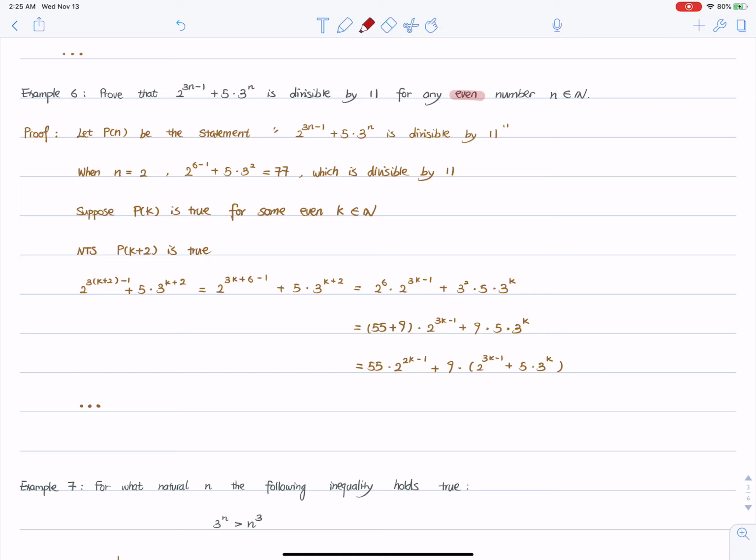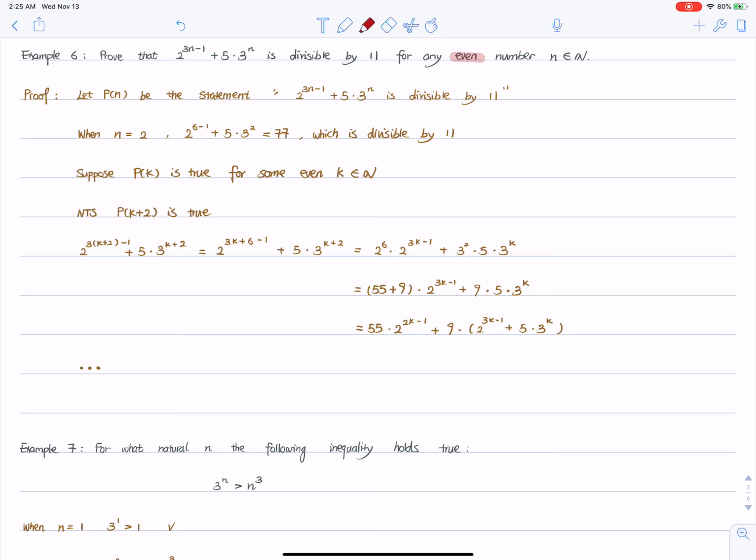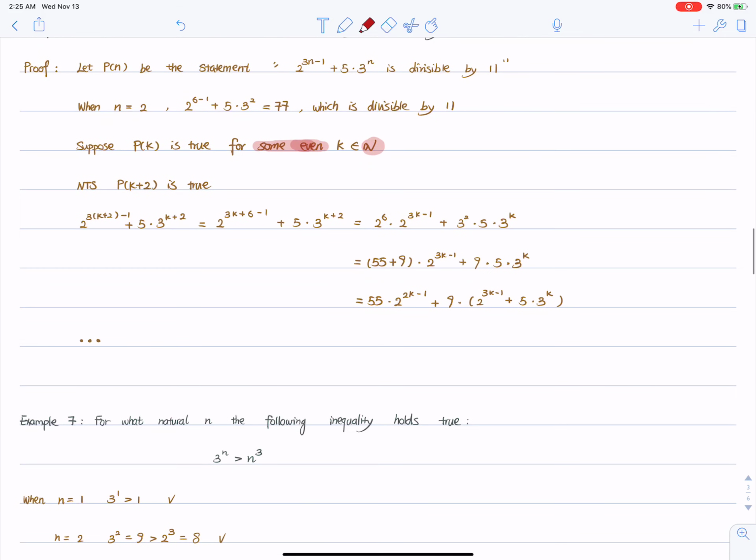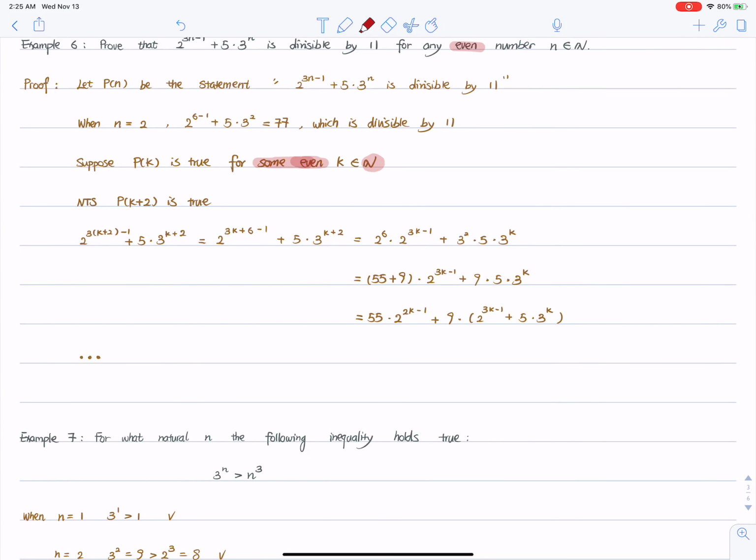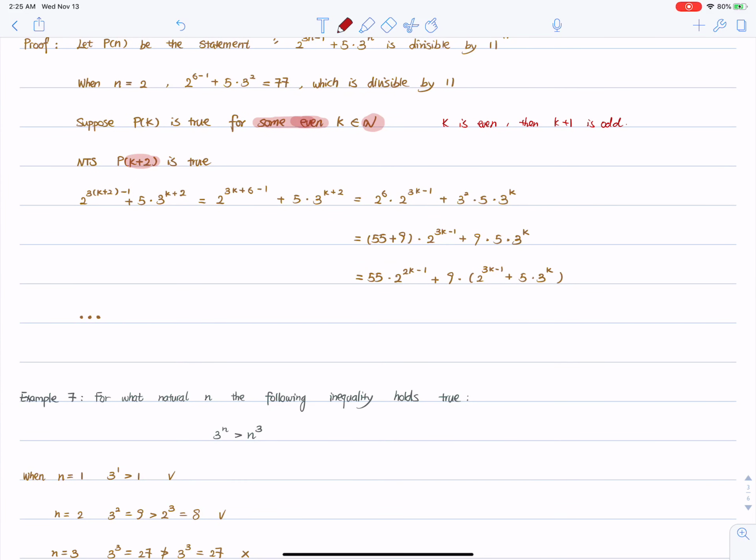So when n equals 2, we have this equal to 77, which is divisible by 11. And then you suppose P of k is true for some even k in natural numbers, and you need to show that P of k plus 2 is true. Why is that? Because if k is even, then k plus 1 would be odd. That's why we need to show P of k plus 2 is true. The rest of the step is exactly the same as before, so I'm not going to go through those.